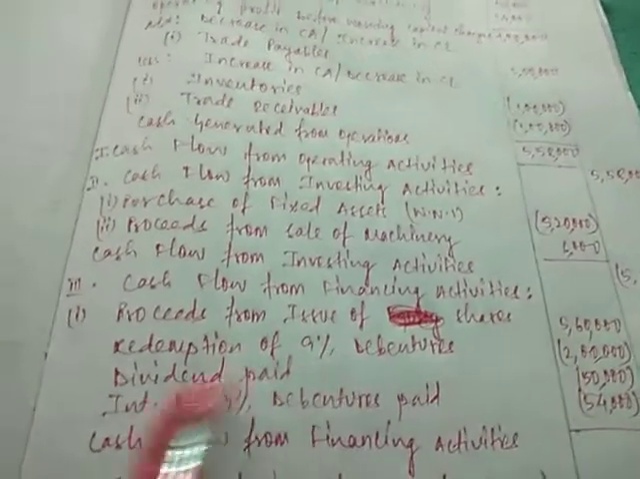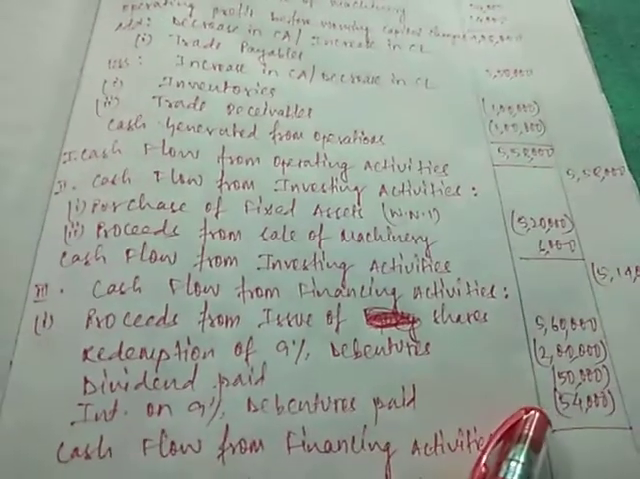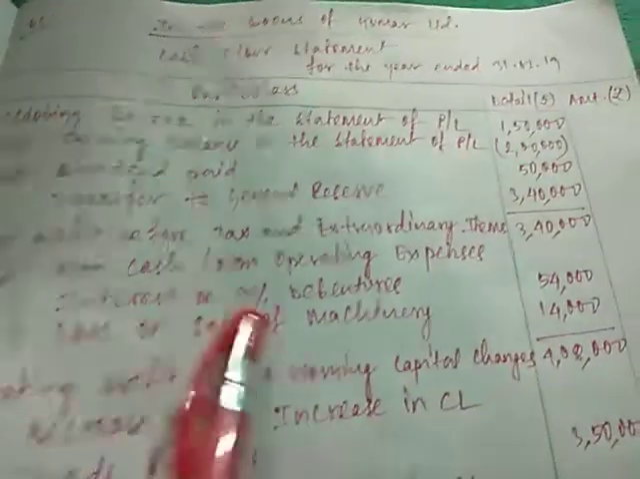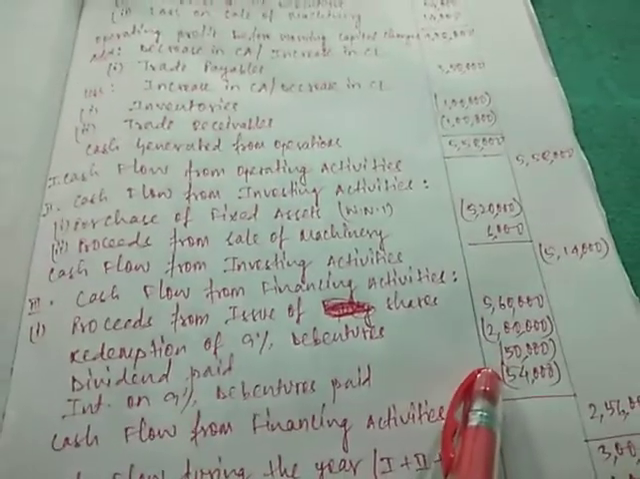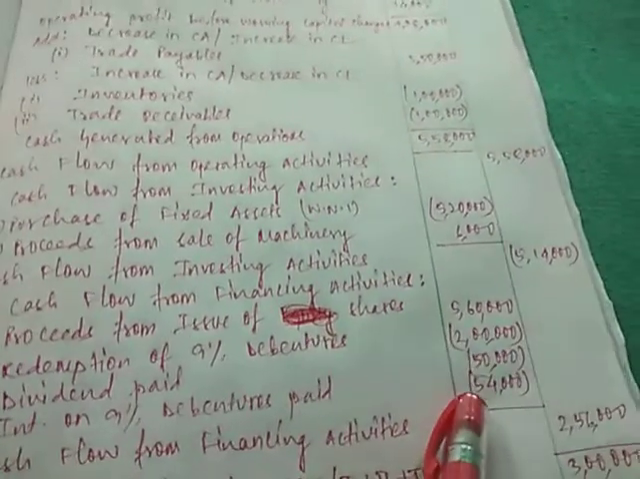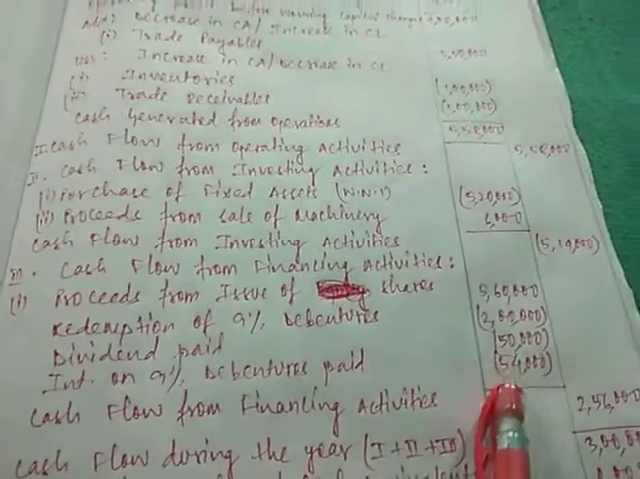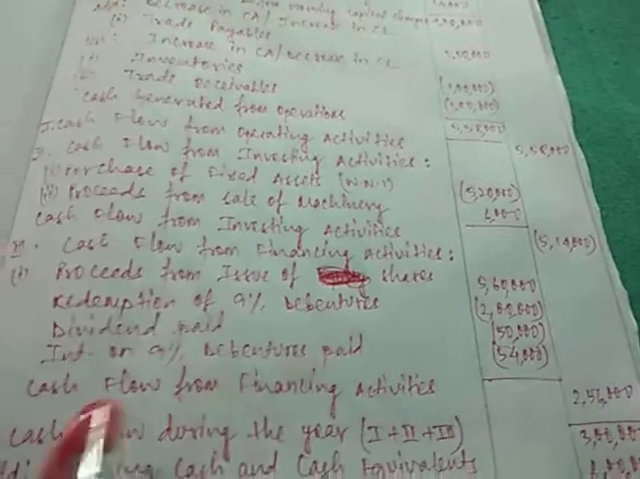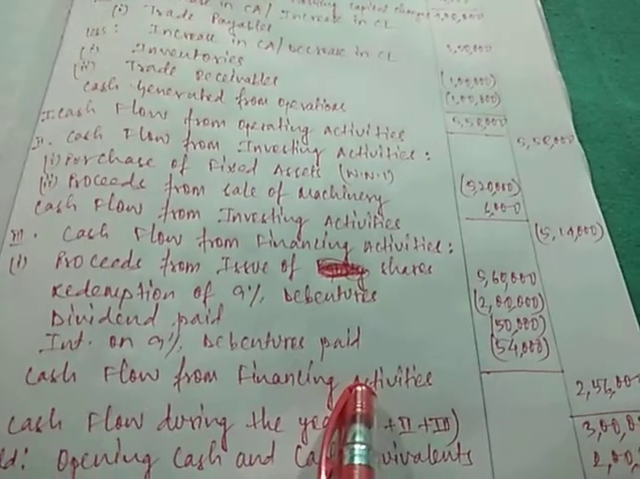negative 2 lakh. Dividend paid as given in the question 50,000, that we have also added in the operating activity. As well as interest on 9% debentures paid 54,000. Both dividend paid and interest paid will result in cash outflows, so it is written negative. 5,60,000 positive, 2 lakh negative, 50,000 negative and 54,000 negative. When you add all these four, you will get 2,56,000. 2,56,000 is the cash flow from financing activities.